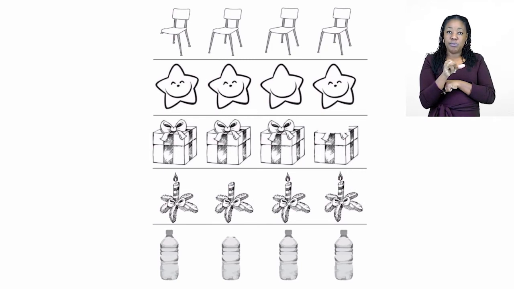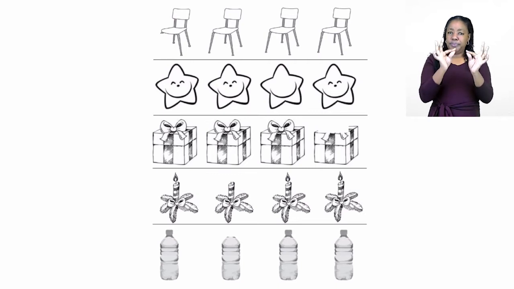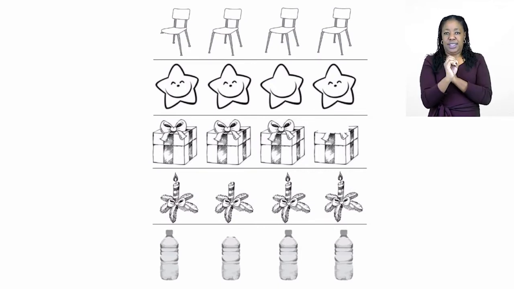Yes, that is correct. I would like you to please circle that star. The next one has presents, and each present is very beautiful and nicely wrapped with a bow on it, except for one. Can you see the present that is missing a bow? Wonderful! I'd like you to please circle the one that is missing there.